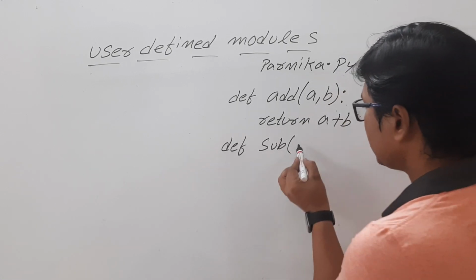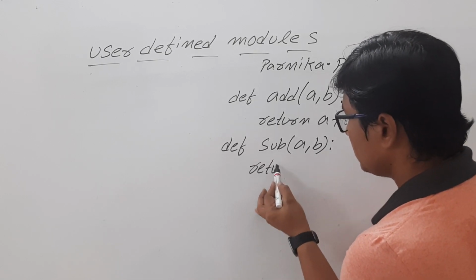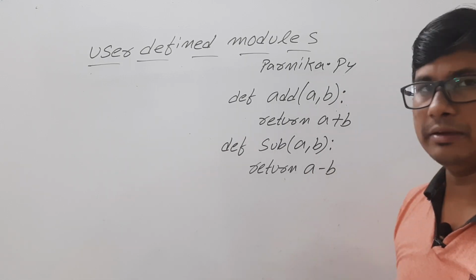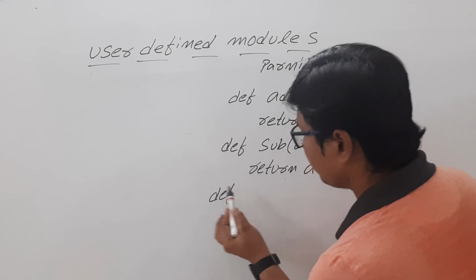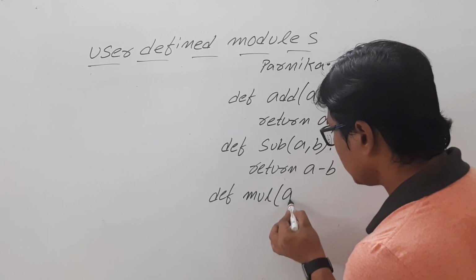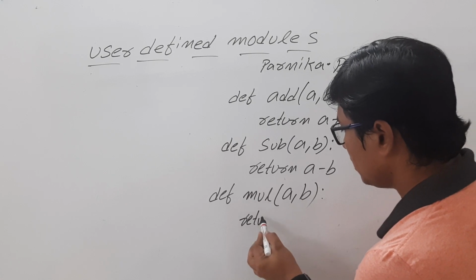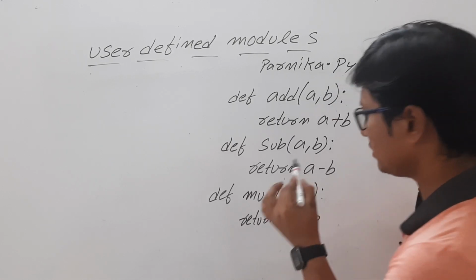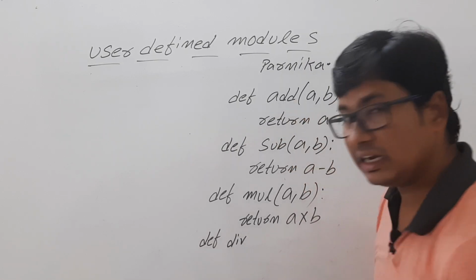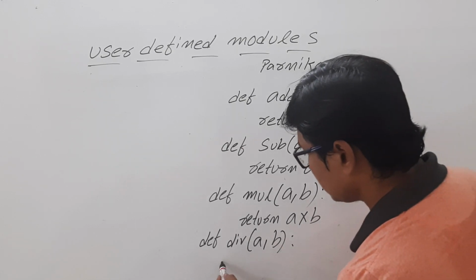Again it will take two parameters a, b, or the arguments, and it will compute the difference between a and b and return it. So I am writing a single statement: return a minus b. Similarly, I will define another user-defined function called mul, and it will also take two arguments a, b. I want to compute a into b and return it. This is fine. Similarly, I want to define another user-defined function called div, for division. It will take two parameters a, b and it will return an integer division.